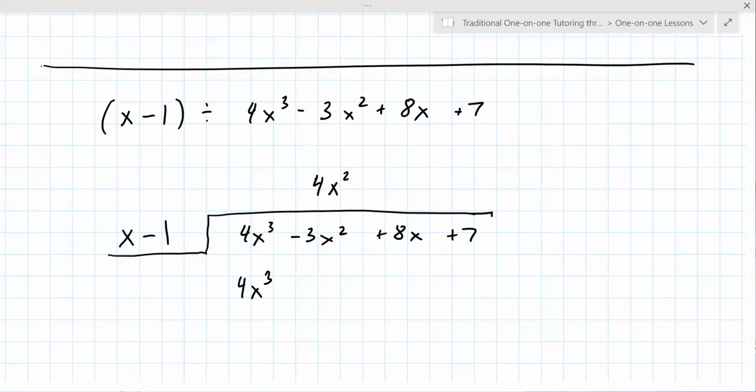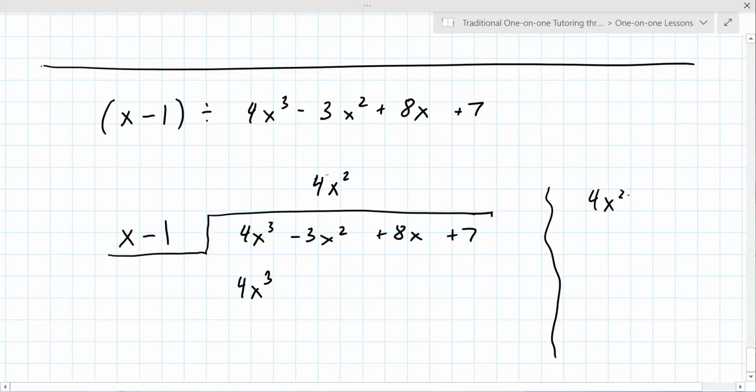Okay. This is hard for me because I don't really have the right words to magically make it make sense, but I can try. What you're essentially doing is dividing 4x cubed by x. But you're now taking this 4x squared, which is off to the side here, and multiplying it by x minus 1. So that gives you 4x cubed minus 4x squared. Do you see that? Uh-huh. And that's what goes here.